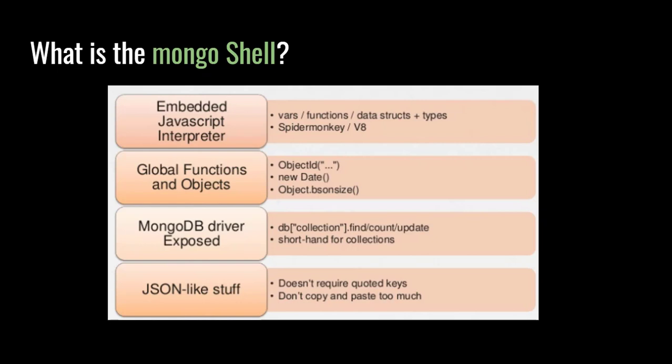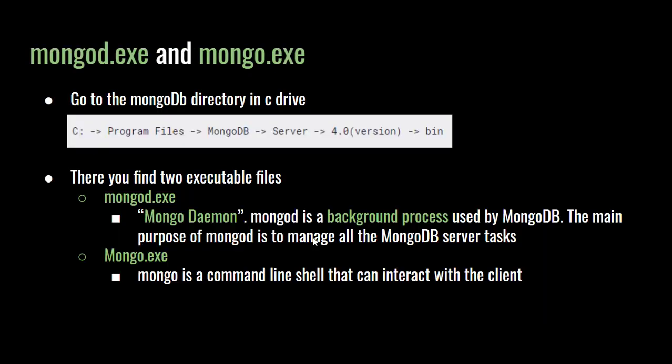And ObjectId. So those are some of the global functions. They have the drivers exposed, meaning the drivers that you can actually use to interact with the collections and query against them. Also JSON-like stuff, so it doesn't require quoted keys. It doesn't copy-paste too much, actually. You'll notice when you're working with the shell that some keys don't work as you would expect, and we'll get to that. It's kind of interesting. We'll look at this in a second.